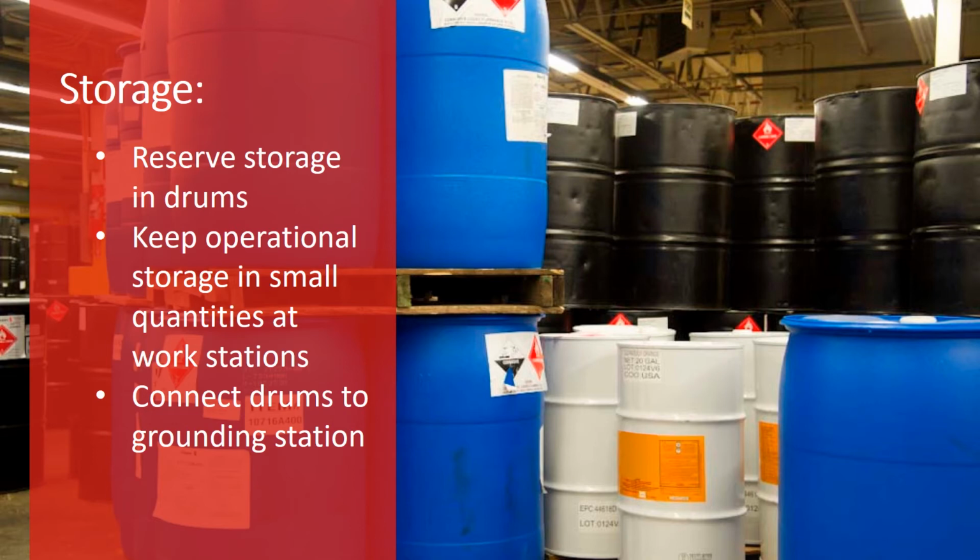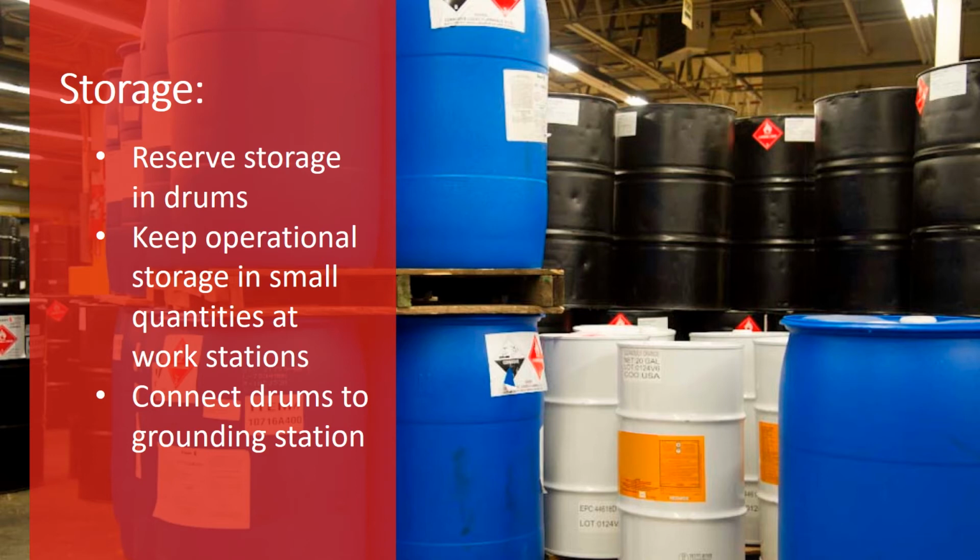Plants store flammable liquids in two ways: reserve storage in drums and operational storage in small quantities for use at workstations. For reserve storage safety, as soon as a drum is unloaded, the bung cap should be removed and a drum vent screwed in. This prevents pressure buildup in the drum if exposed to heat. Proper vents also incorporate emergency relief devices, which blow out under extreme pressure.